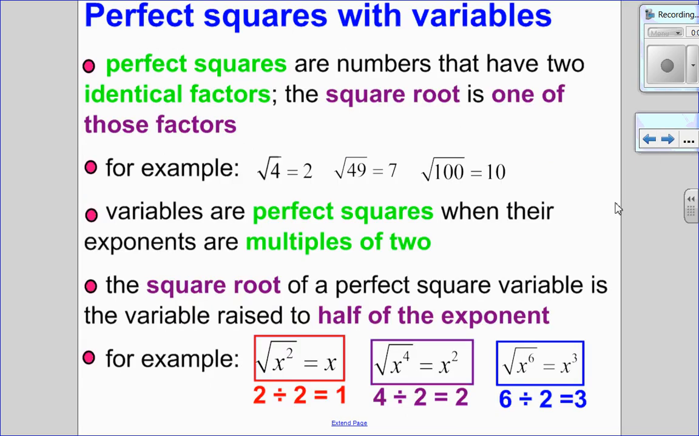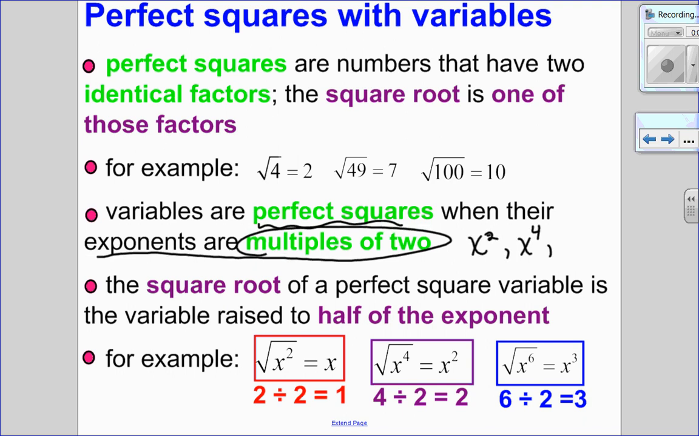Okay, so let's talk about how we simplify with variables. We already know how to do perfect squares and perfect cubes with numbers. Let's look at variables. Variables can be perfect squares as well. Variables are in fact perfect squares when the exponents are a multiple of 2. So x squared would be a perfect square, x exponent 4, x exponent 6, etc. Those are all perfect squares with variables.